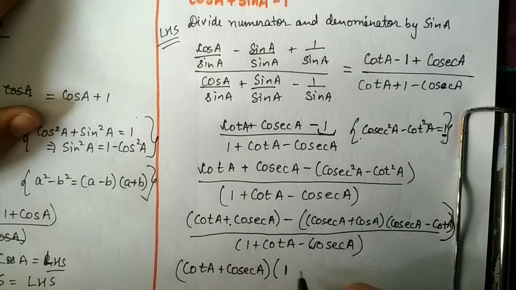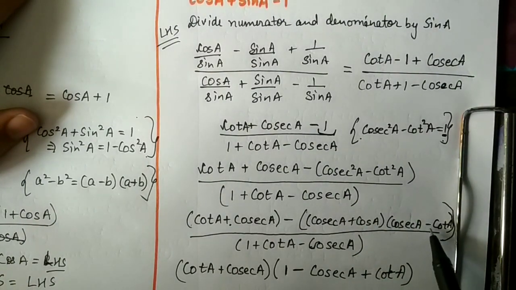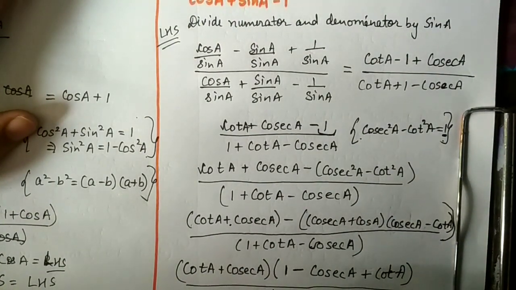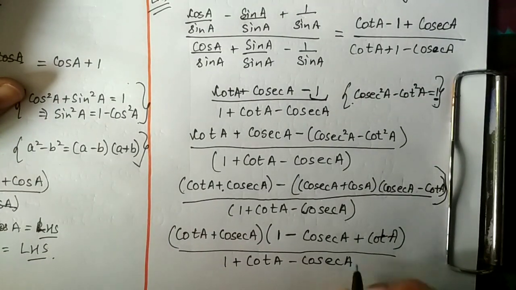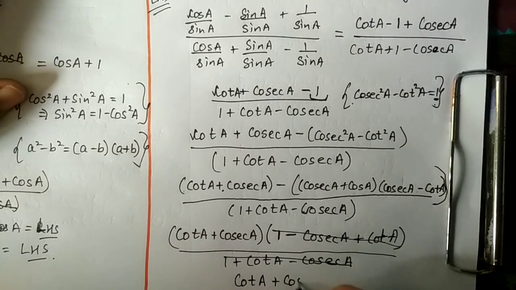you will have 1 minus, this term is taken out as common and this term is left. So you have minus cosecant A plus cot A. Okay, because here minus minus will become plus, divided by 1 plus cot A minus cosecant A. So now this term and this term will cancel out and you are left with cot A plus cosecant A, and that was your right hand side.